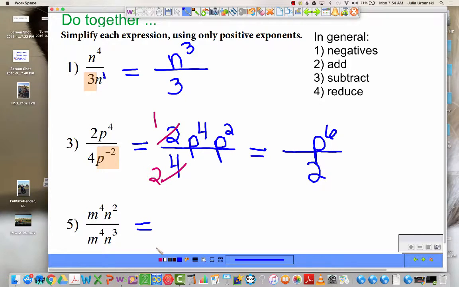Number 5. What happens first? What cancels out? The m to the 4th. Those are both gone. They equal m to the 0 if you want to do it that way, or they each reduce to 1. All right, n to the second, n to the third. Subtract it, you get n. Where does it go? Say it. The bottom. You go with where the highest exponent is. N to the third is on the bottom, so that's where your remainder goes, and you're left with the 1 on top.